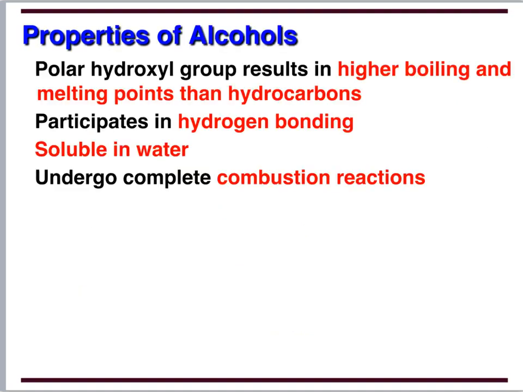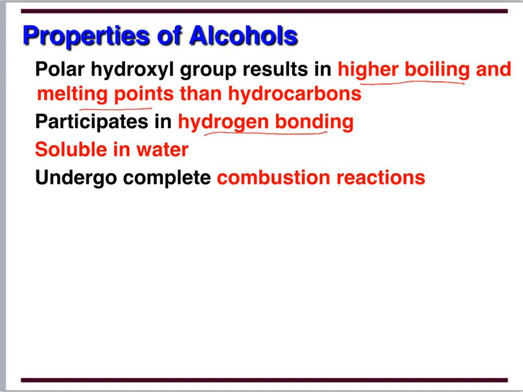Okay, so let's talk about properties. Once I put in that OH group, that makes my molecule very polar. So that hydroxyl group is a very polar group, so I get that higher boiling point and melting point. Why do I have that higher boiling point and melting point? Because I have that hydrogen bonding.